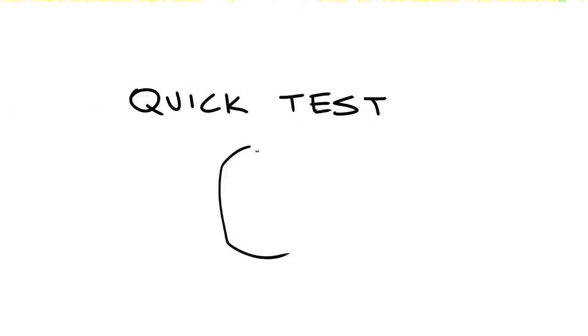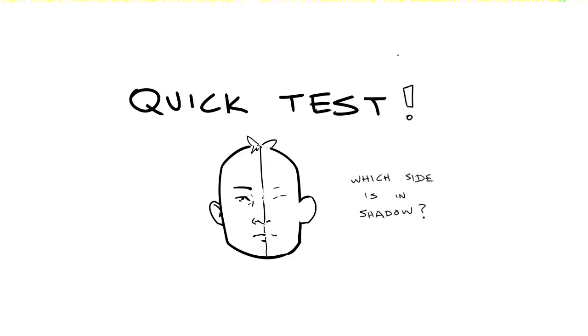Diving right into it, number 1 focuses on detail. So let's do a quick test. I'm going to draw a quick stylized face with a line right down the middle, implying there is a shadow covering exactly 1/2 of the face. Now, without adding any value, which side of the face is in shadow? Hopefully you're saying the one on the right. Why? Because it has less detail.